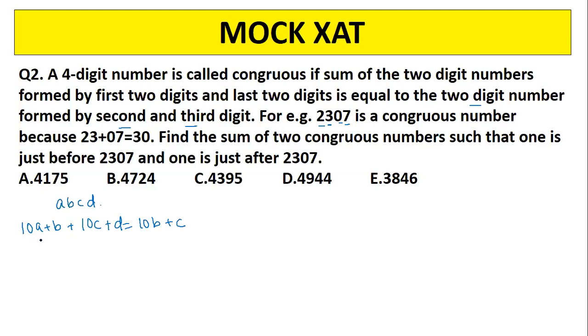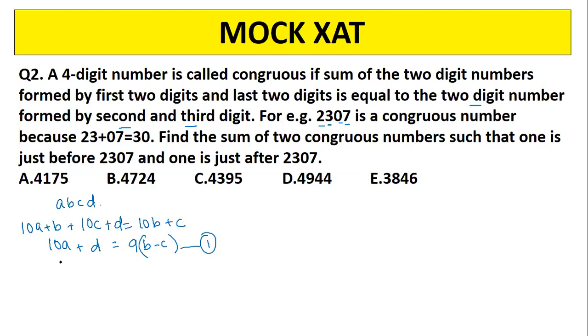Okay. So we have 10A plus D is equal to, B comes over here, 9B and 10C minus 10C. So basically 9B minus C. So this is basically the equation. This is basically my equation.